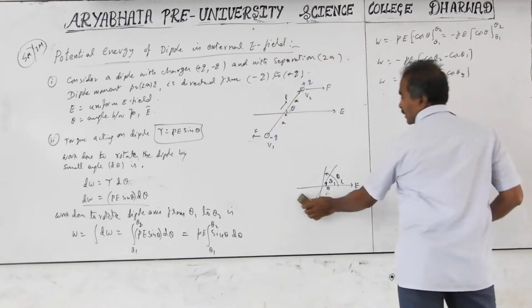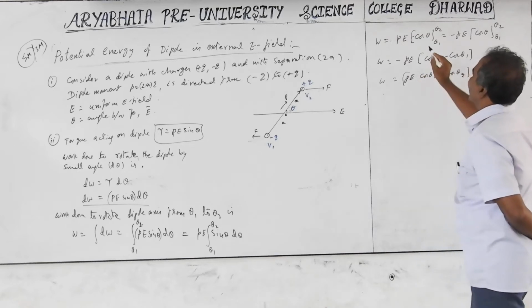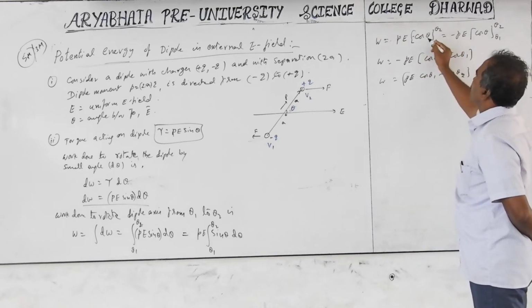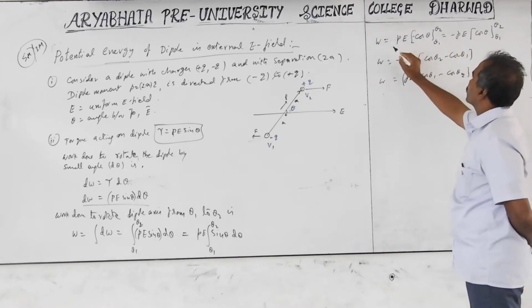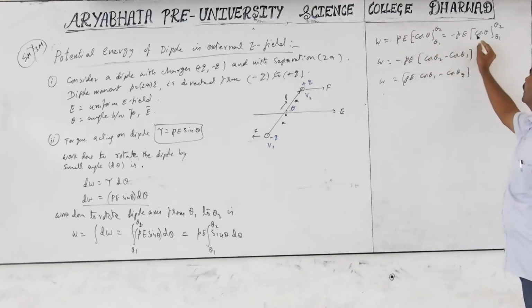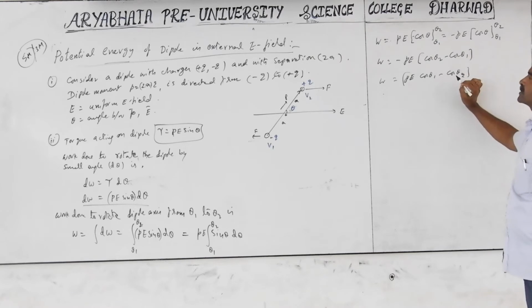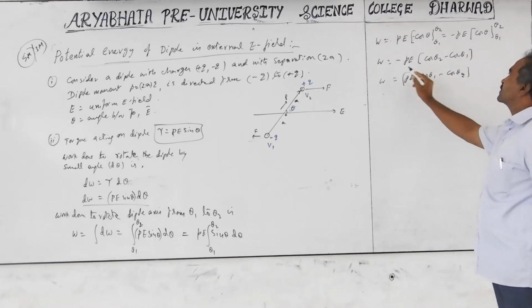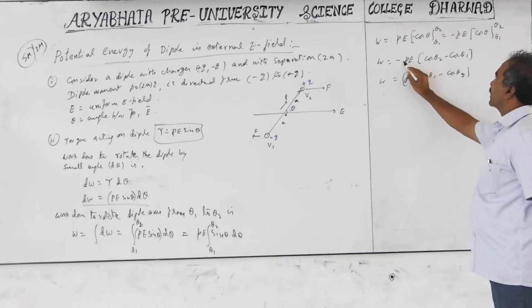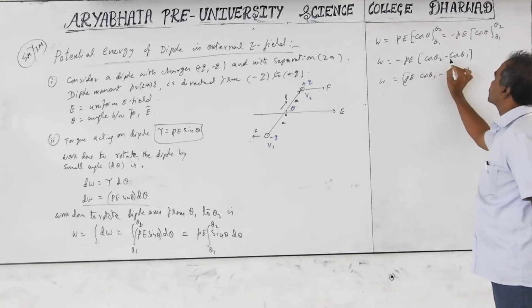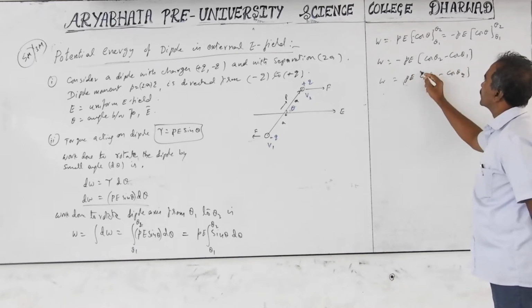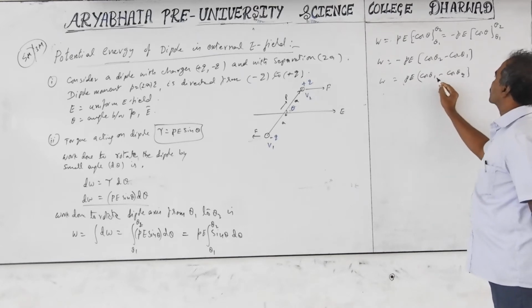Next, taking the integration of sin theta, it becomes minus cos theta. Put the limits theta 1 and theta 2: we get minus pE of cos theta with limits theta 1 to theta 2. Putting the values, final minus initial, we get cos theta 2 minus cos theta 1, with the minus outside the bracket. Now taking this minus into the bracket, we get pE times cos theta 1 minus cos theta 2, so cos theta 1 becomes positive and cos theta 2 becomes negative.